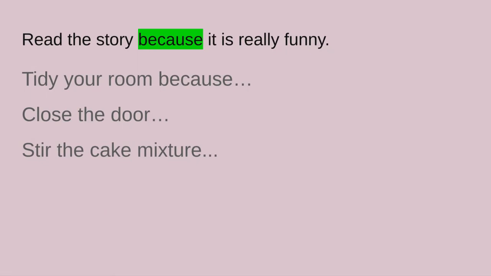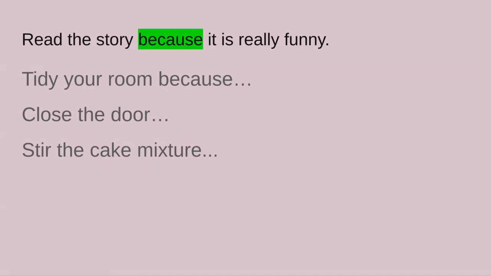Now, I've highlighted the word because, and we've used that a few times over the past few weeks. The word because is a special word, and it joins two sentences together, really, and it makes a sentence bigger and better. It gives us a reason for that instruction. So instead of just saying, read the story, I'm now telling you why I want you to read the story. Read the story because it is really funny.